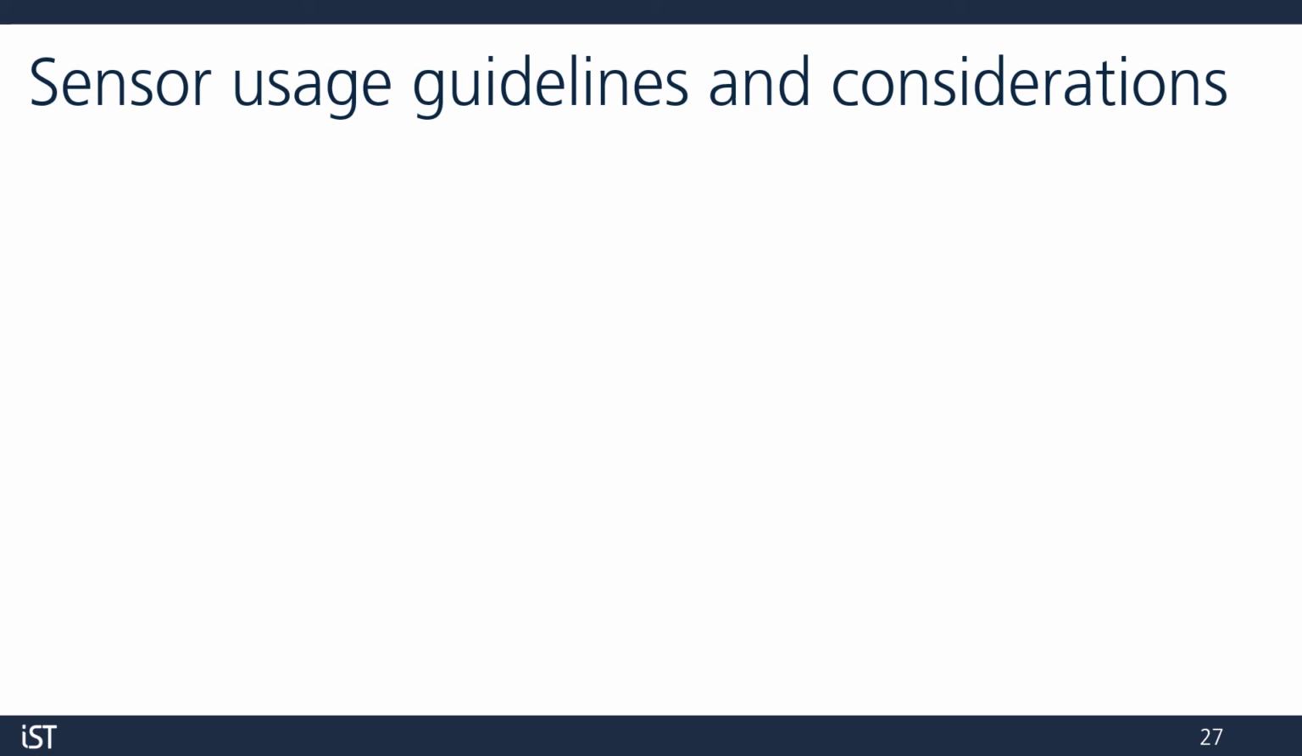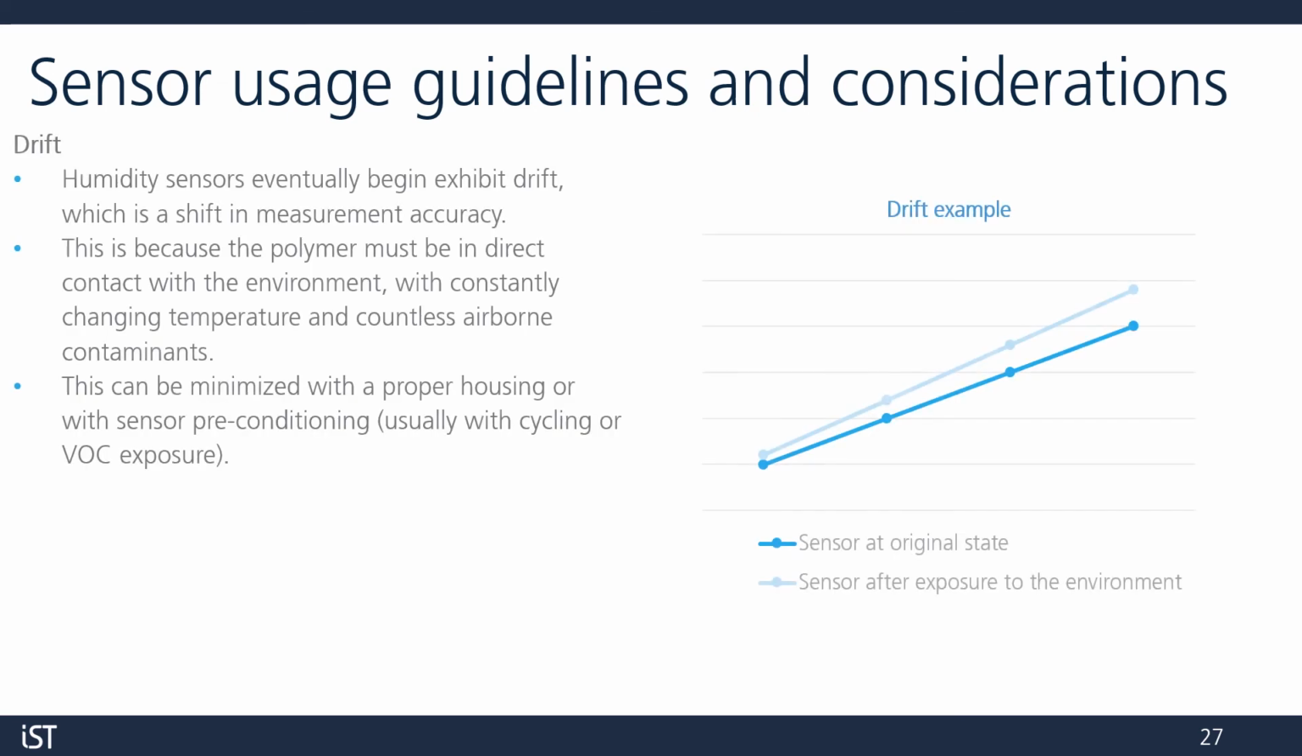Here are a couple of other things to consider. Drift. Humidity sensors are exposed directly to their environment, with constantly changing temperatures and countless airborne contaminants. The sensor can eventually start to exhibit drift. This can be minimized with a proper housing or by preconditioning the sensor. This typically involves exposing the sensor to VOC contaminants.